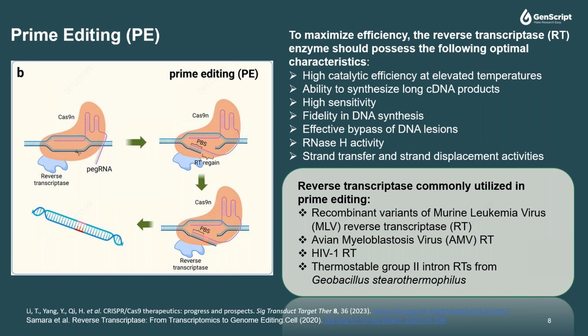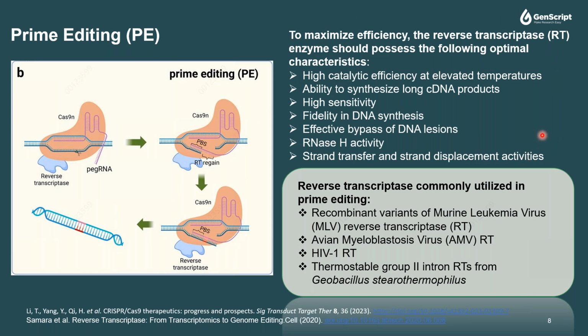In addition to the nicking function of Cas9, the function of reverse transcriptase is even more crucial for implementing this editing method. Therefore, to maximize the efficiency, the reverse transcriptase enzyme should possess the following optimal characteristics: high catalytic efficiency at elevated temperatures, ability to synthesize long cDNA products, high sensitivity, fidelity in DNA synthesis, effective bypass of DNA lesions, RNase activity, and strand transfer and strand displacement activities. These are the characteristics that our scientists right now and in the future will be working on for this PE system.